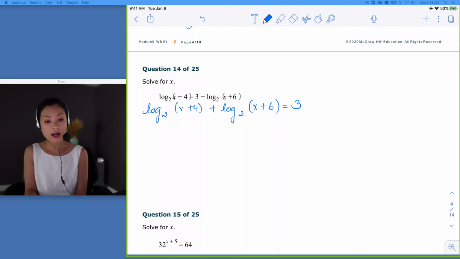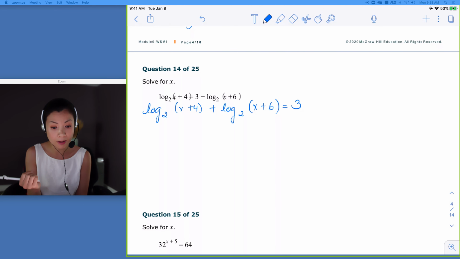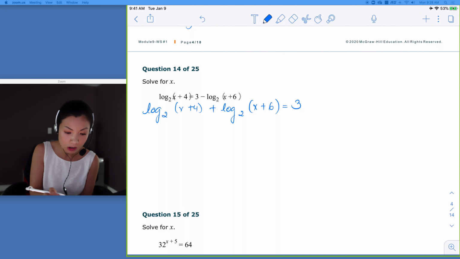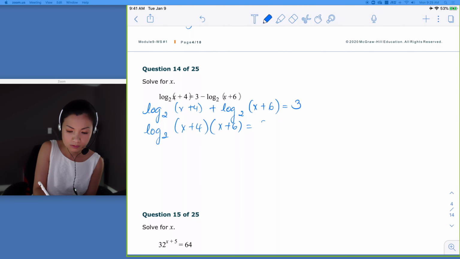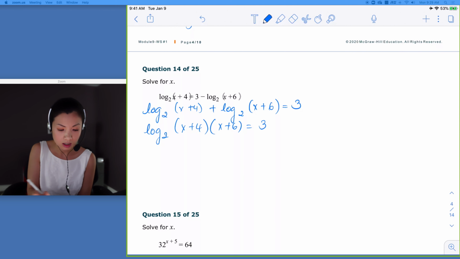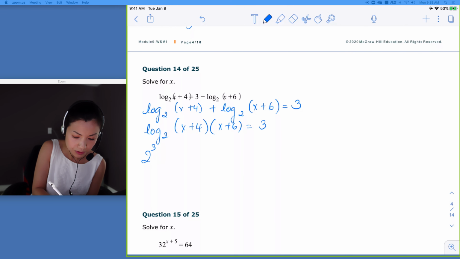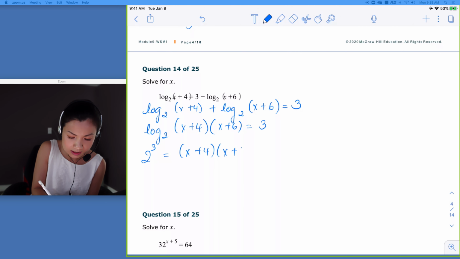Okay, now I cannot rewrite into the exponential function right away because I have two logs, so we can combine them into one single log. So how do I combine it? I'm using the property, which is multiplication. Now I'm ready. So I have 2 cubed equals x plus 4 times x plus 6.